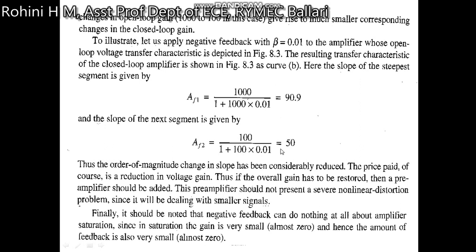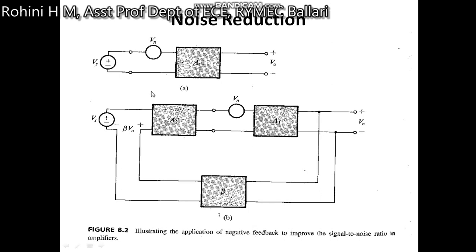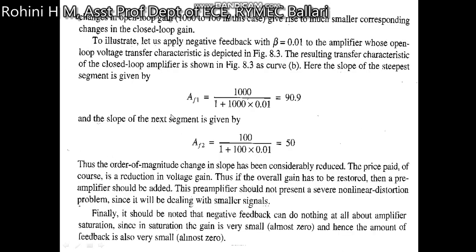The gain might reduce. So in order to cover this, we are connecting a preamplifier. That is why we have connected a preamplifier in this circuit. The purpose of connecting this preamplifier is because, as we discussed in this expression, the gain is reduced. To increase this gain, we are adding that preamplifier. Thus, if the overall gain has to be restored, then a preamplifier should be added.